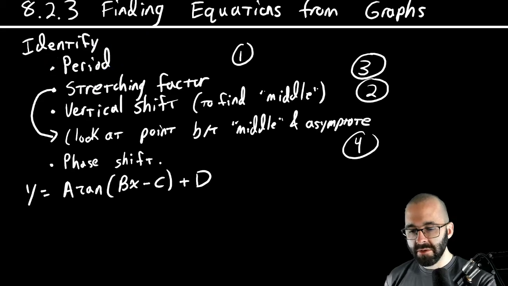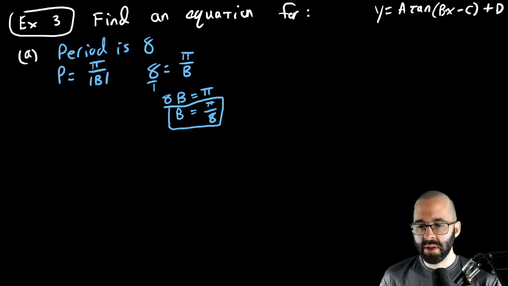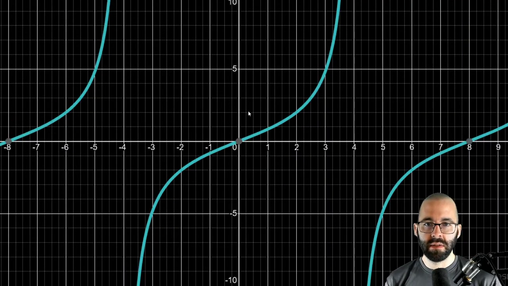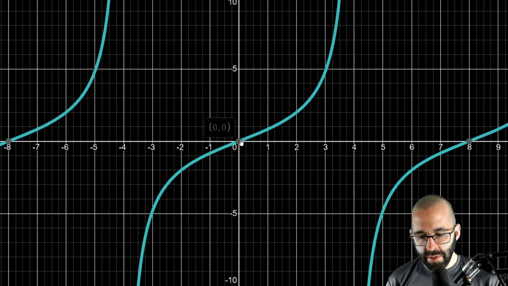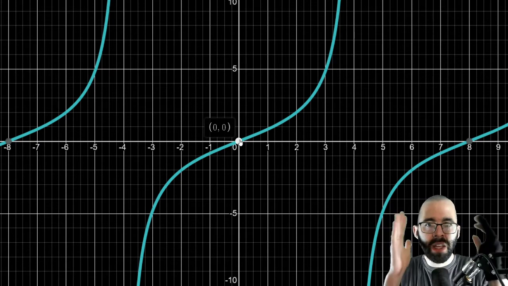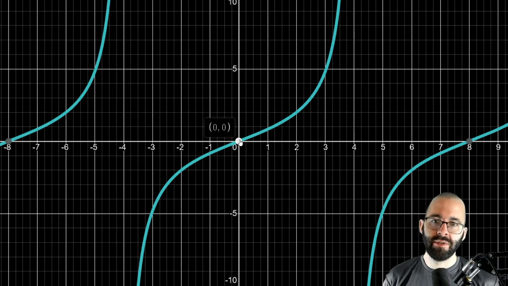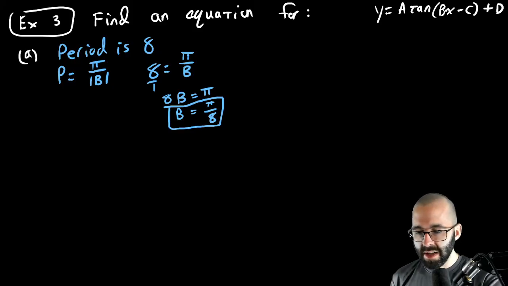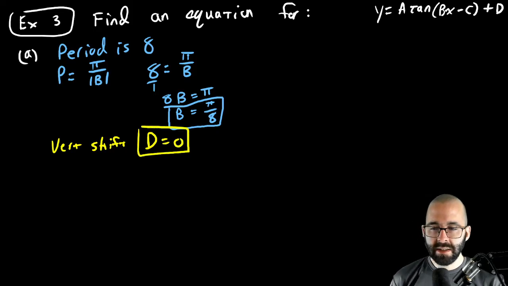Step 2, let's look at vertical shifts. Okay? Where is the middle, in a sense? And it's a little hard to see here, but it looks like the middle is just the x-axis. Okay? Notice that this does look like the middle of that piece. All right, it's functioning the same on the right as it is on the left. So our step 2, our vertical shift, there isn't one. Okay? D is equal to 0.